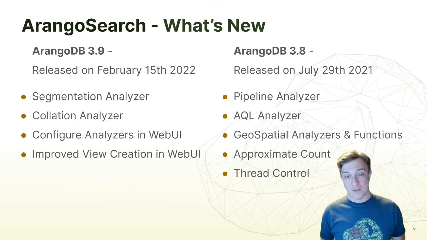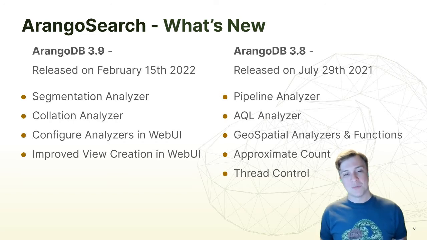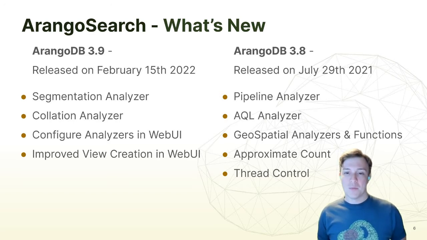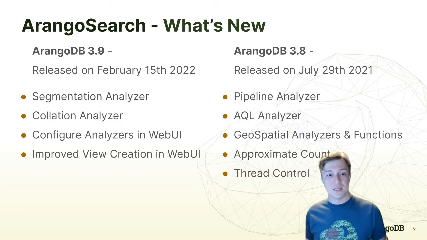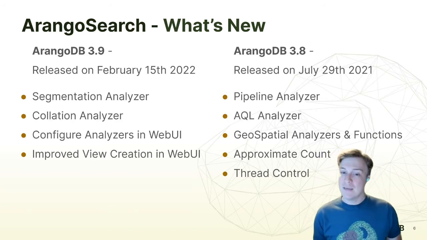In February of this year, we released ArangoDB 3.9, which introduced segmentation and collation analyzers, which improve language-agnostic text tokenization. We also improved the ArangoSearch experience in the web UI by adding the ability to configure your own analyzers in the UI and improving the view creation process, making it even easier to get started with ArangoSearch.